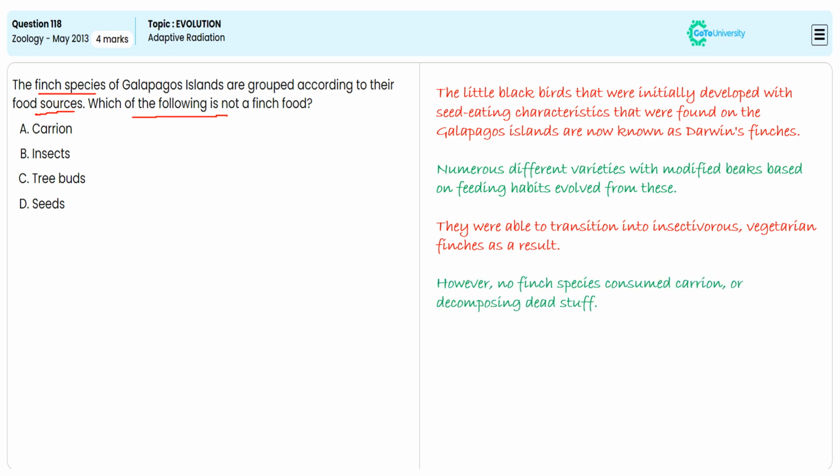With this specification, we are choosing option A as the correct answer, which is nothing but carrion, and we are avoiding B, C, and D to satisfy the 4-mark demand of this objective question by choosing option A as the correct answer.